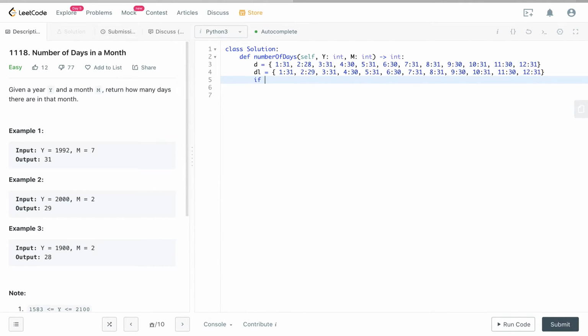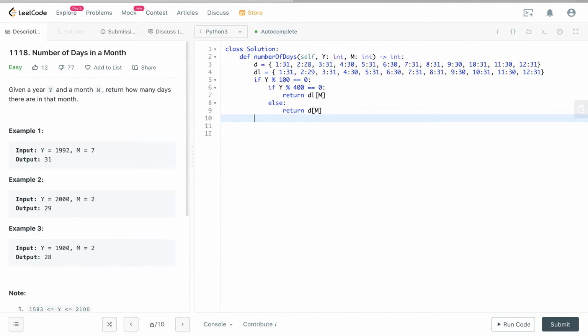So if year mod 100 is equal to 0, then we also have to check if y mod 400 is equal to 0. If it is, it's a leap year, so we return DL[m]. Otherwise, it can be divided by 100 but cannot be divided by 400. It's a normal year, so we return D[m].